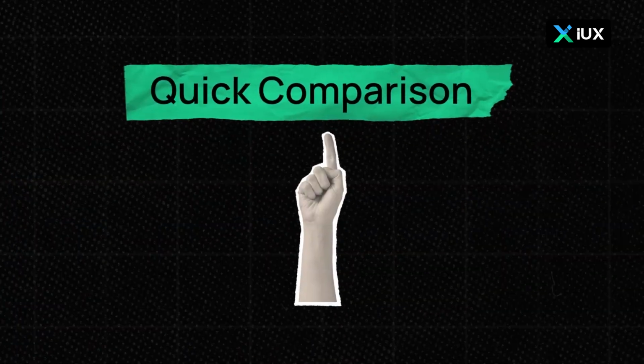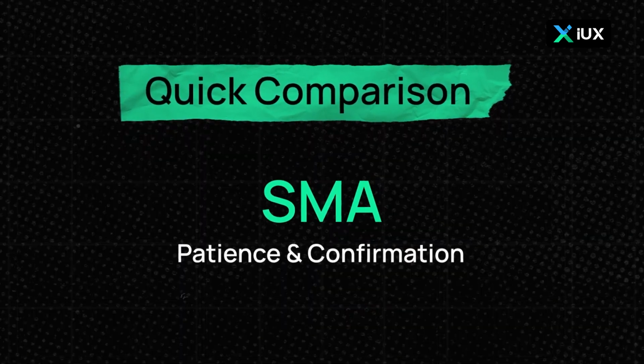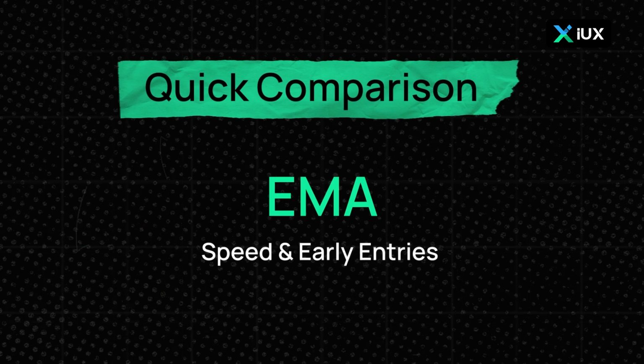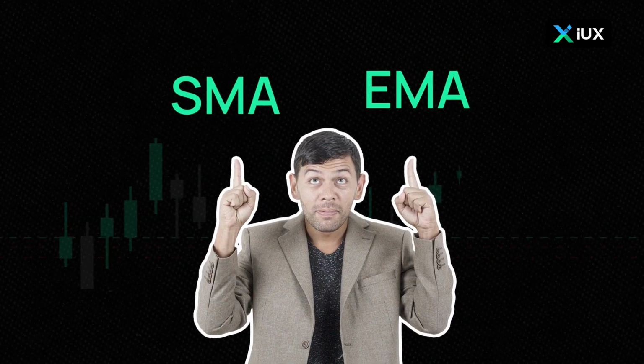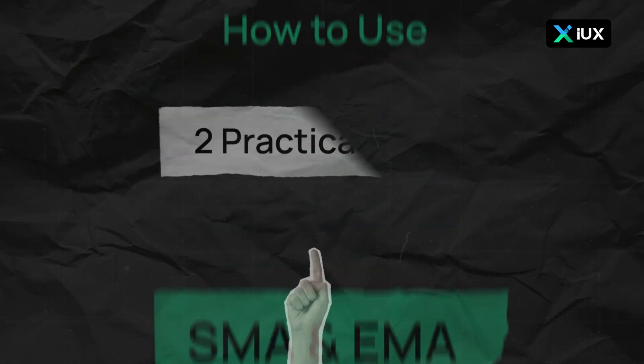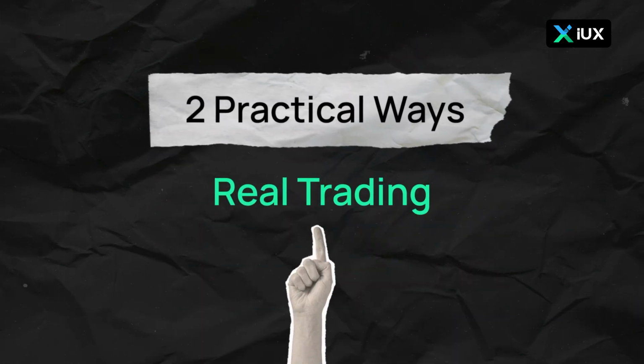Quick comparison. SMA is best for patience and confirmation. EMA is best for speed and early entries. Choose the one that fits your style. How to use SMA and EMA. Let's look at two practical ways to apply them in real trading.